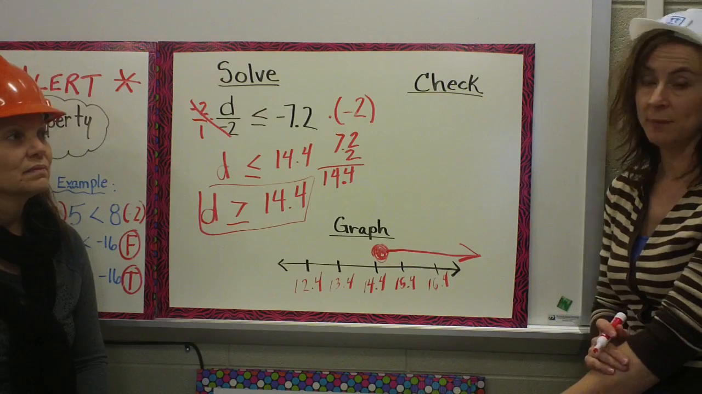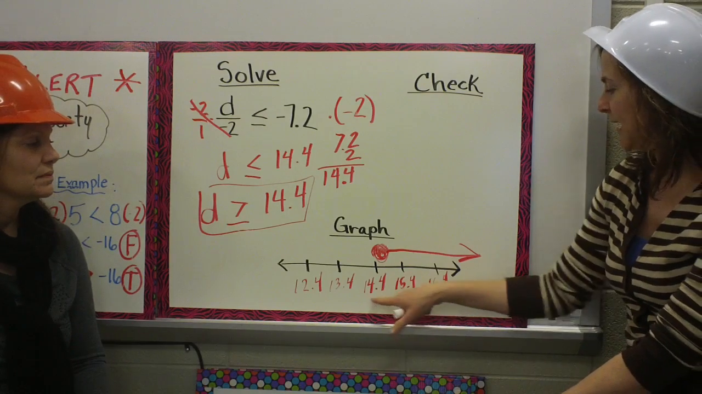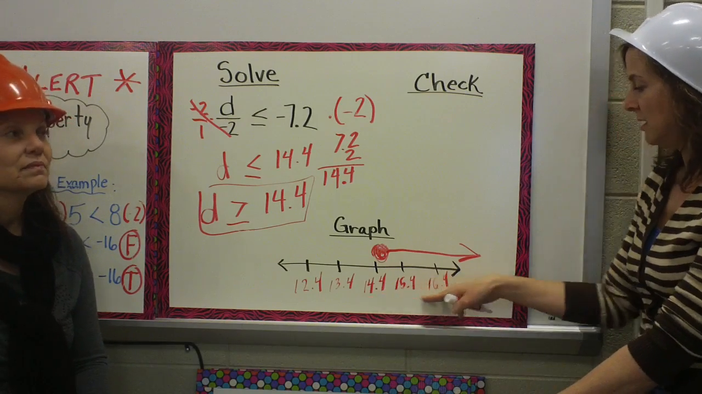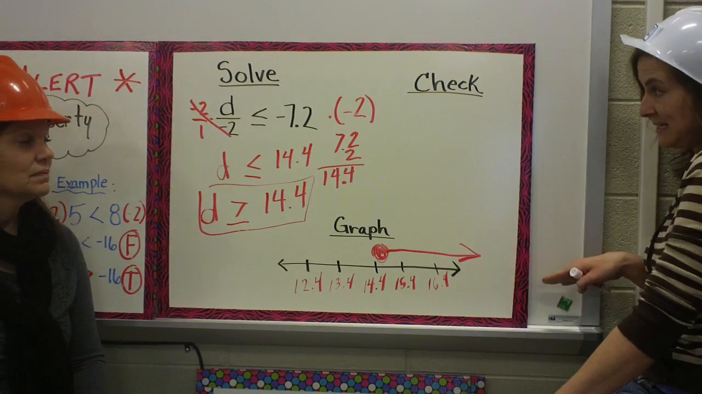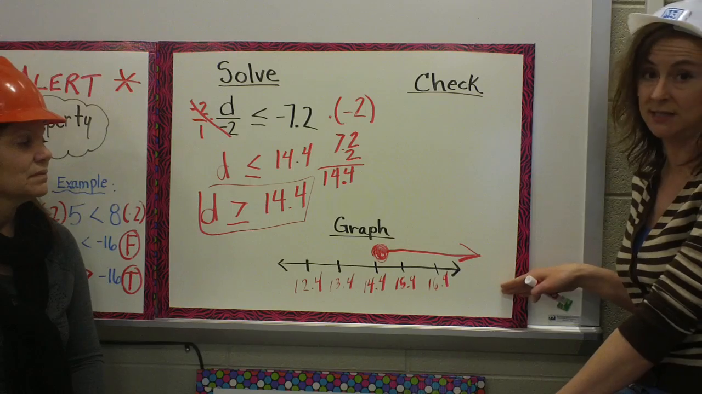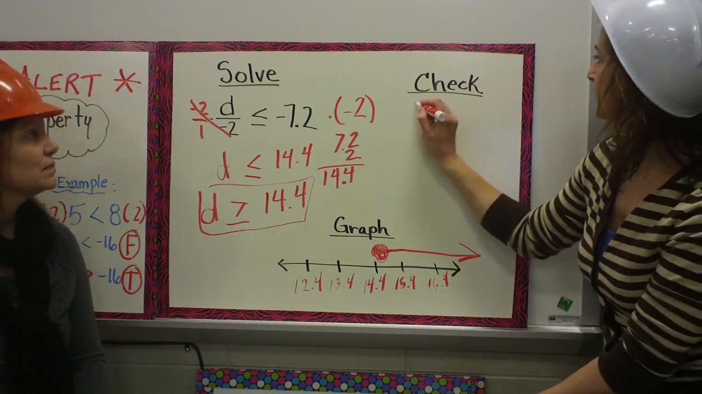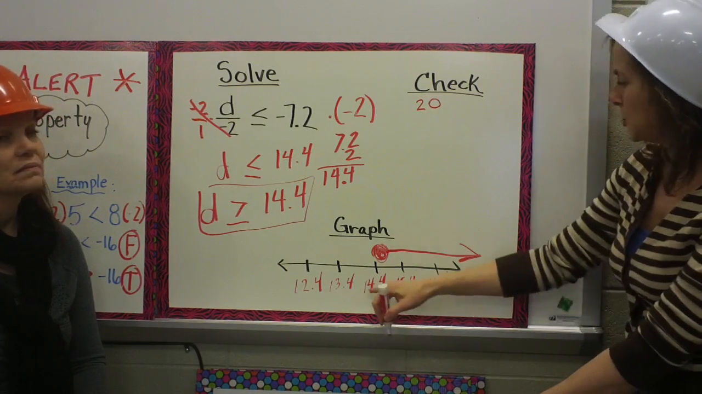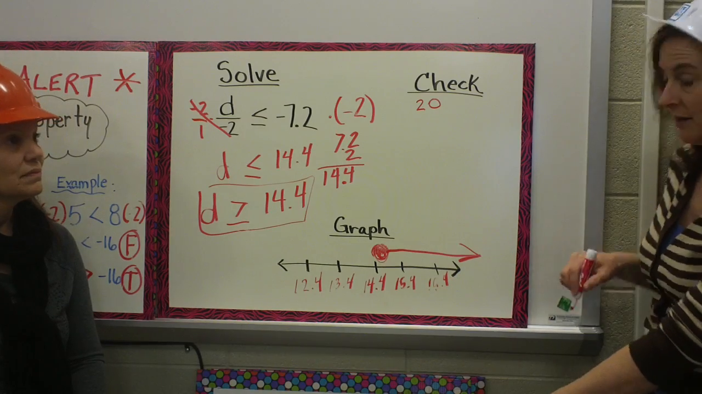And then for my check, I'm going to take a look at any number under here. Remember, I can pick any number even if I don't see it. I could pick a whole number. I could pick 20. That would be nice and easy. So let's do that. For D, I'm going to plug in 20 because I know that on this number line I could see 20.